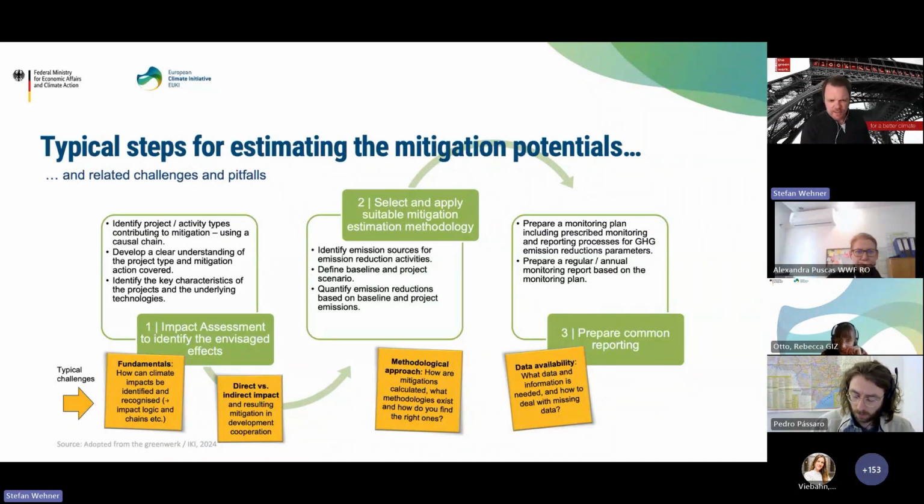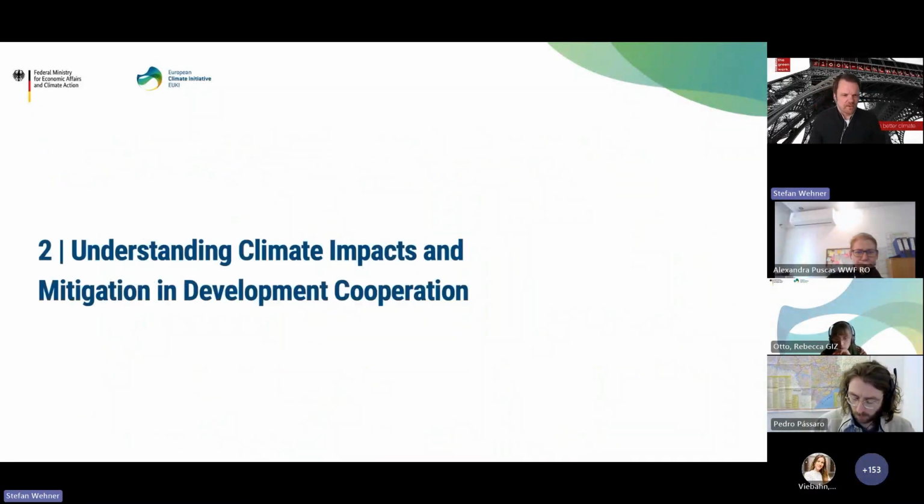A good overview of data that are required for the quantification, but in particular also have an impact on the reporting later. So today I will in particular focus on 1 and 2, because that is most important now for the estimation in the beginning, and give you some hints for the data availability in the end. So: understanding climate impacts and mitigation in development projects.